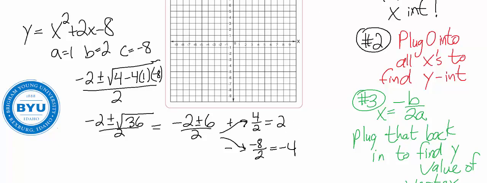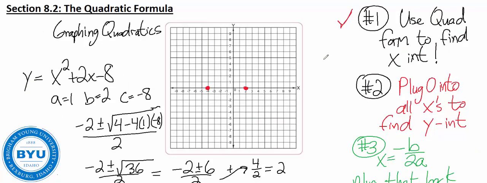Those are my x-intercepts. So I'm going to come to the x-intercept, and I'm going to mark an x-intercept here at 2 and an x-intercept here at negative 4. Yes. That is step number 1. Use the quadratic formula. Step 2 is to find the y-intercept.